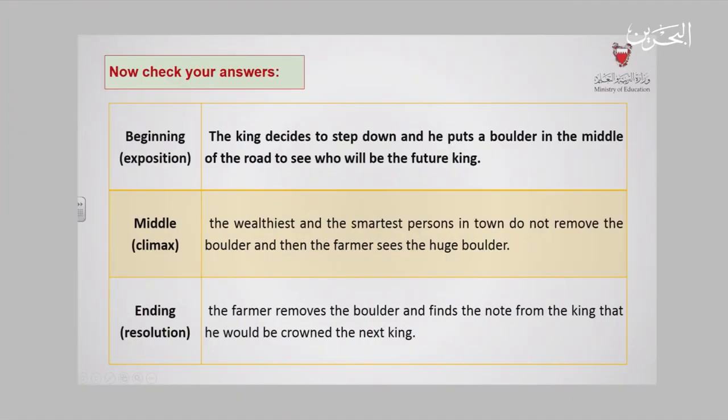Now, let's check your answers all together. So, in the beginning, the king decides to step down and puts a blocker in the middle of the road to see who will be the future king. Middle, the wealthiest and the smartest person in town did not remove the blocker, and then the farmer sees the huge blocker. Ending, the farmer removes the blocker and finds the note from the king that he would be crowned the next king. Now, this is very easy. I'm expecting all of you to get it correct. Let's move on.